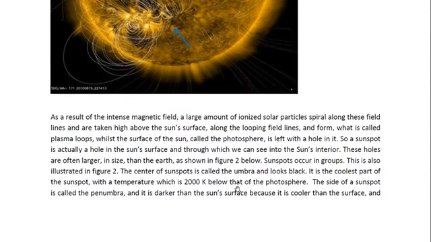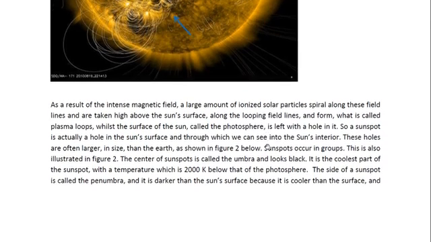Now, as a result of the intense magnetic field lines, a large amount of ionized particles spiral along these field lines and are therefore taken high above the sun's surface. These field lines are also looping in shape and form what's called plasma loops, whilst the surface of the sun, which is called the photosphere, is left with a hole in it. So a sunspot is really a hole in the sun's surface through which we can see the sun's interior.